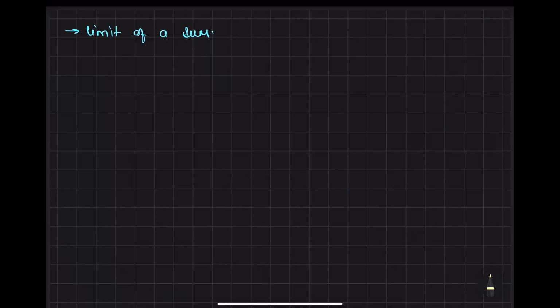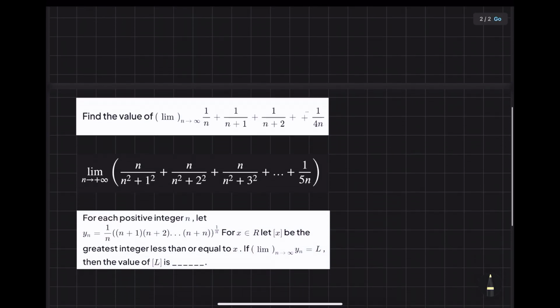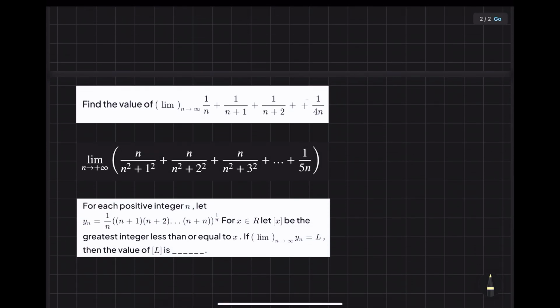So in this session we will study how to handle the limit of a sum. So what will happen in this case? We will be asking you to find out the limit of something, and that something will be written in the form of summation. Suppose that you will be having a question which will look like this.